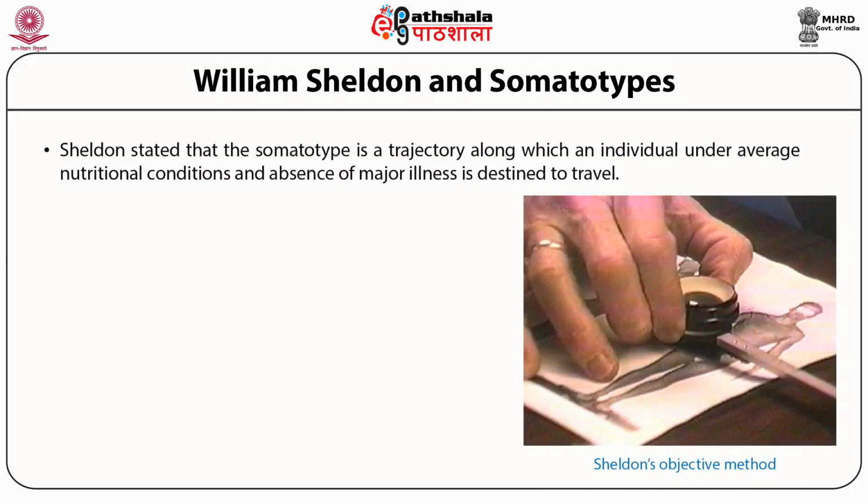Sheldon stated that the somatotype is a trajectory along which an individual, under average nutritional conditions and absence of major illness, is destined to travel. He used the word morphophenotype to refer to the present physique and morphogenotype to the genetically determined physique. Sheldon further said that somatotype does not change throughout a person's life.